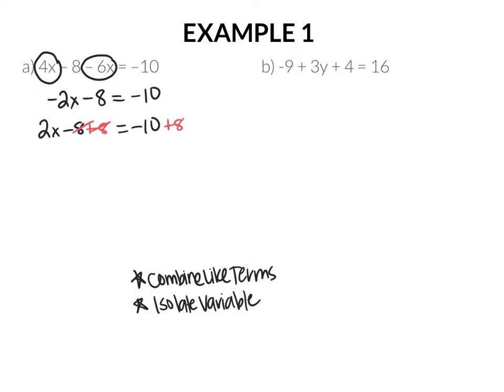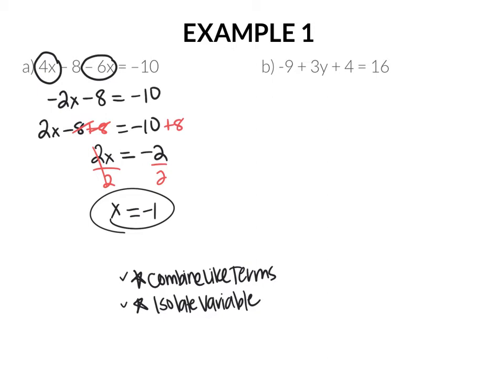I start by adding 8 to the negative 8. That cancels to make 0. And then I add 8 to the other side of my equal sign, leaving me with 2x on the left side of my equal sign and negative 2 on the right side. Now, if I have 2x, that means there's 2 of them. I isolate the variable by dividing, giving me a final answer of x equaling negative 1. So I combined my like terms first, and then I solved the two-step equation, isolating the variable.